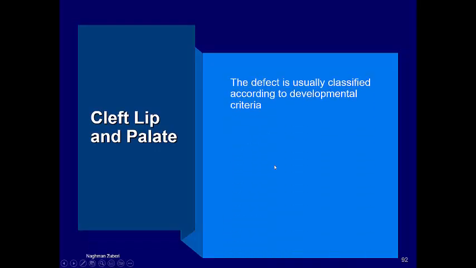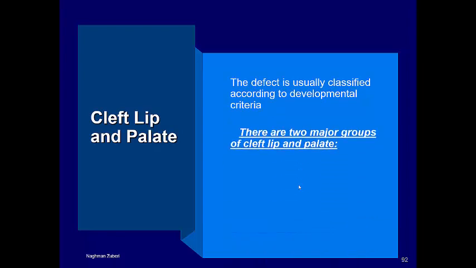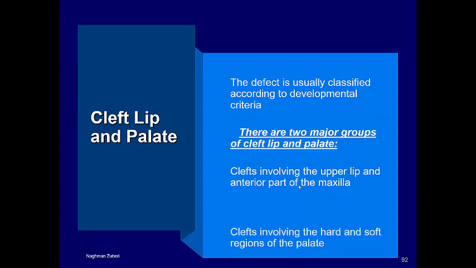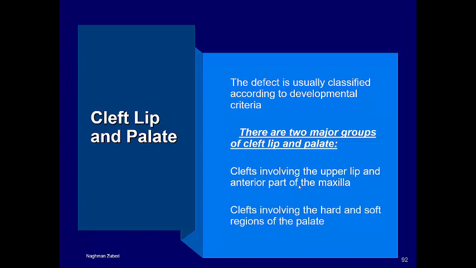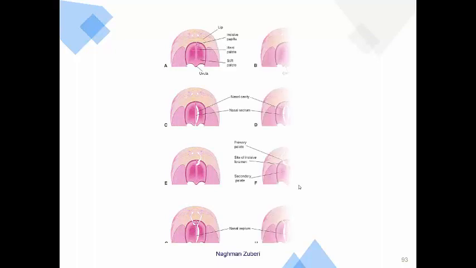Cleft lip and palate. The defect is usually classified according to developmental criteria. There are two major groups of cleft lip and palate: clefts involving the upper lip and anterior part of the maxilla, and clefts involving the hard and soft regions of the palate. Here we can see different types of clefts.